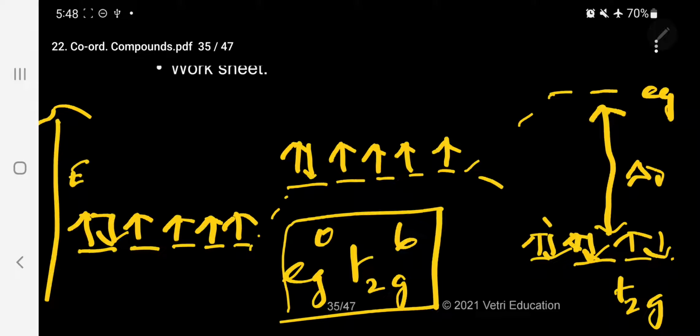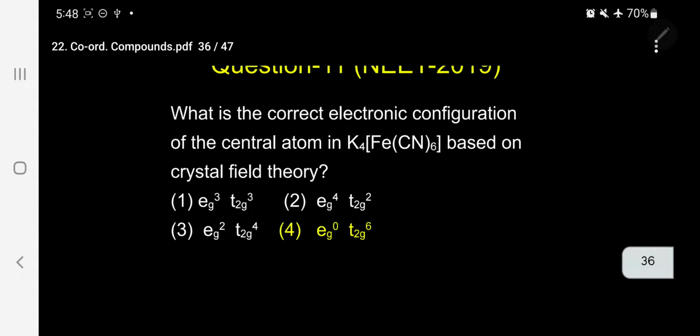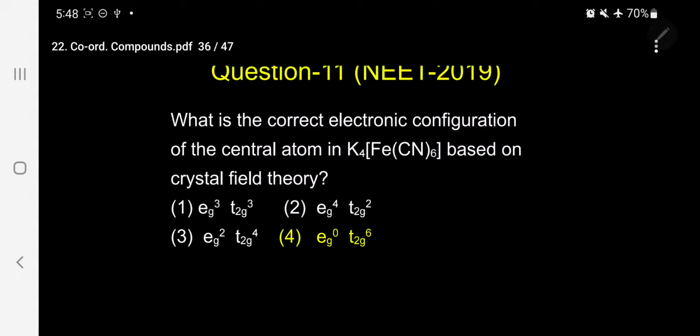Kindly follow. Now you go for the answer. Where is it? The answer is 4, the correct answer. Eg 0, T2g 6, it is the correct answer.